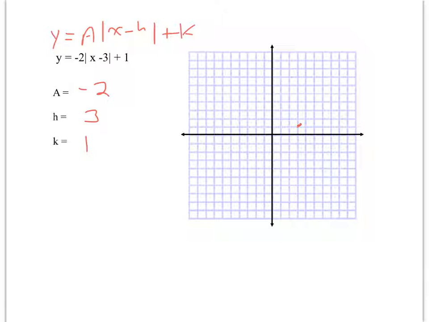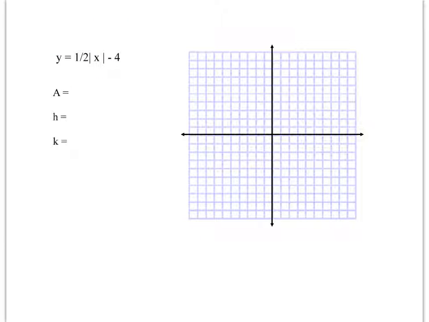And because my A is -2, I'm going to go down 2 and over 1 on both sides of my vertex. So down 2 and over 1, down 2 and over 1 the other way. I want to make a V. My absolute value graph now looks like this upside down V. And if I were to make ordered pairs and make an XY chart, I would get the same coordinates for my graph.